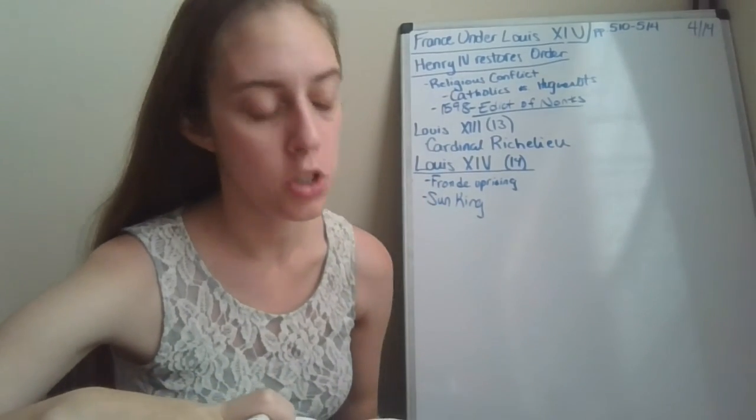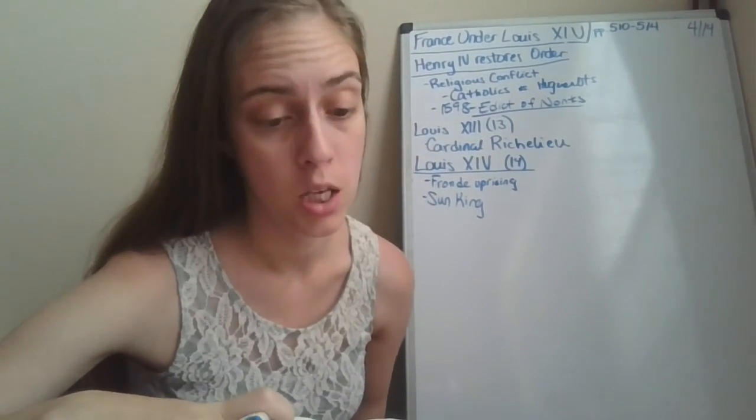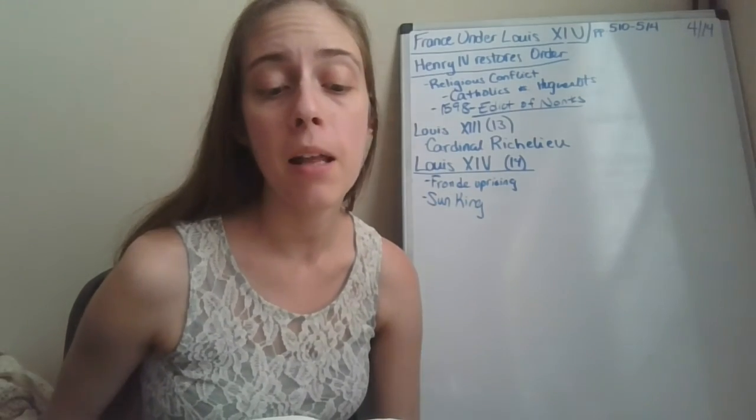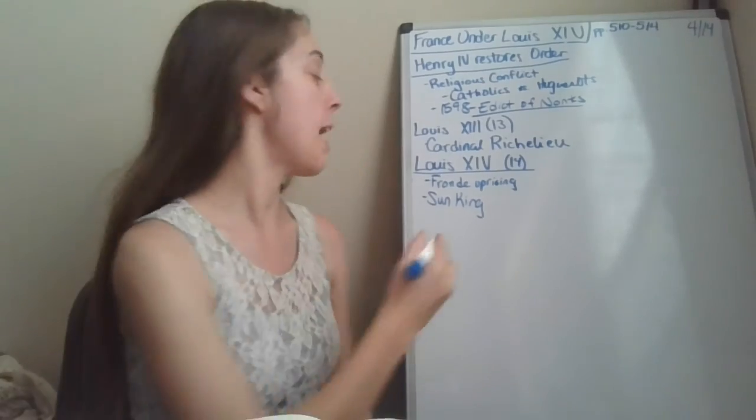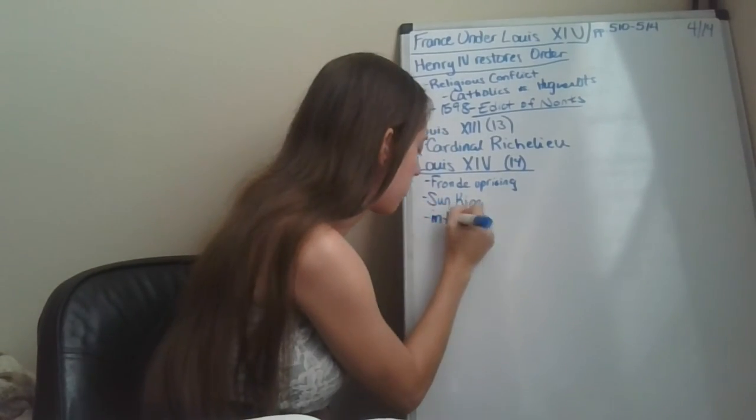He spent many hours each day attending to government affairs. To strengthen the state, he followed the policies of Richelieu. He's expanding the bureaucracy. He's appointing intendants. Okay?